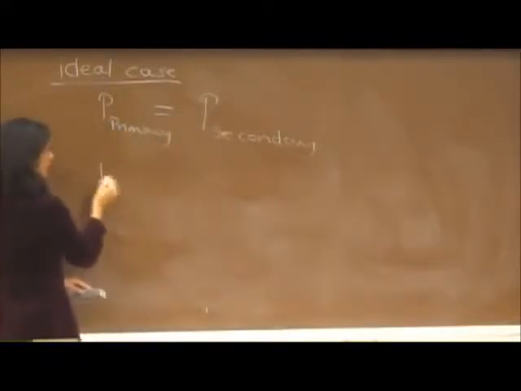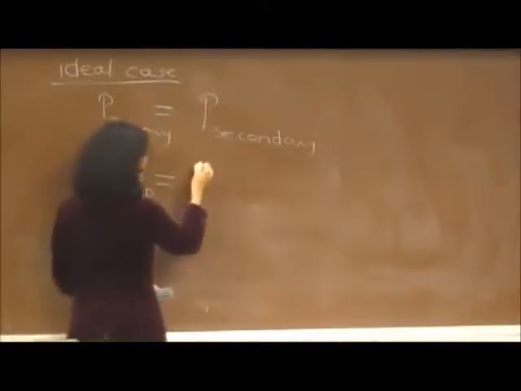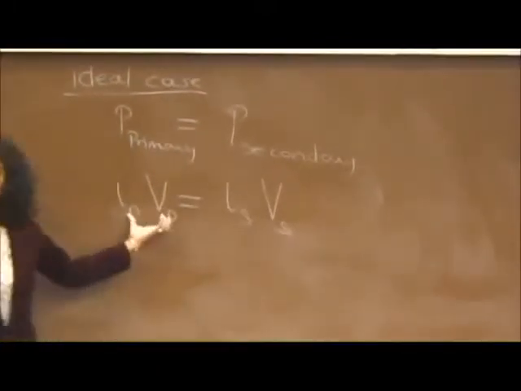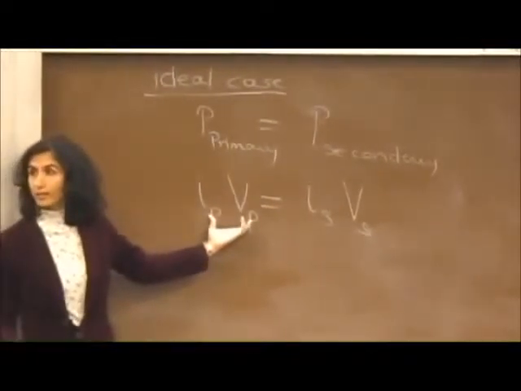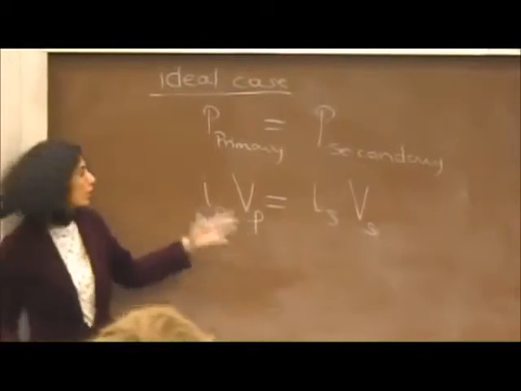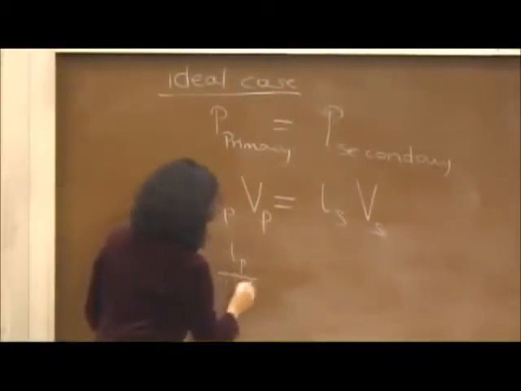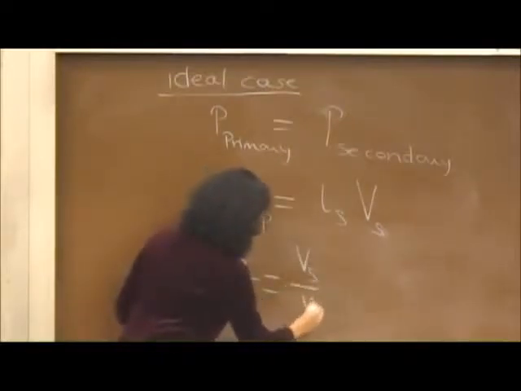That means the current in the primary times the voltage in the primary should be equal to the current in the secondary times the voltage in the secondary, right? Because isn't this power I times V? Okay, so what this will say to you, then, look at this. This is Ip divided by Is is equal to Vs divided by Vp.